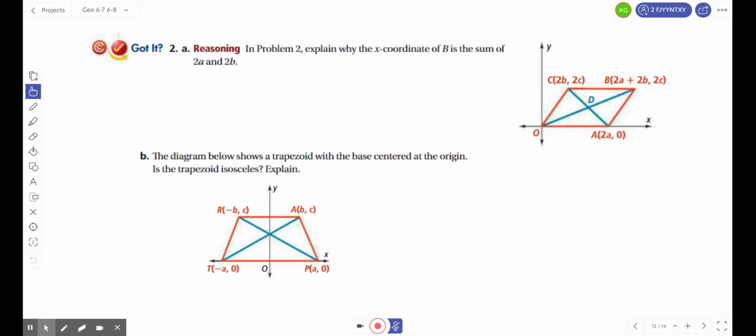And then in part B, you have a trapezoid with the base centered at the origin. Is the trapezoid isosceles? So make sure you know what an isosceles trapezoid is, and then use the information you're given here to say, is this an isosceles trapezoid?